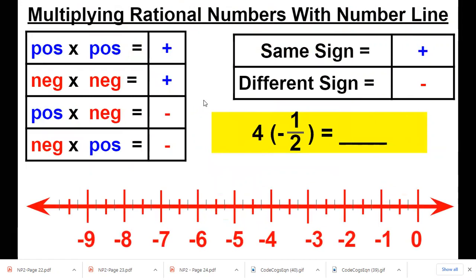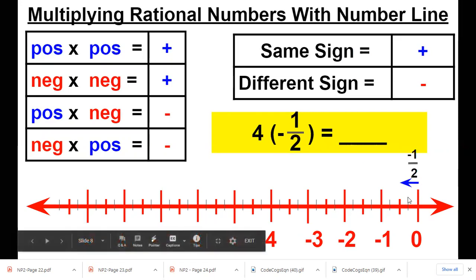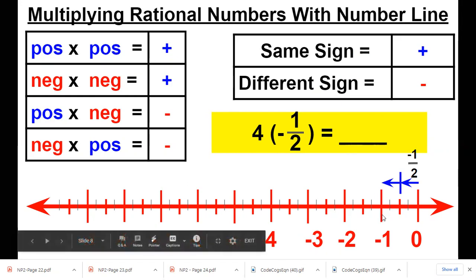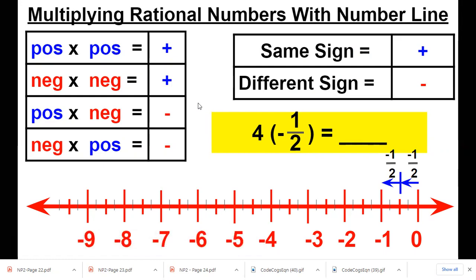There's our number line, and we have to go 4 groups of -1/2. So we start with the first group of -1/2. Notice how it goes from 0 to the mark right in between the 0 and the -1. Another -1/2 is going to put us from here to the -1. How many of these do we have to do? We have to do 4 groups of these. So we have to do another -1/2.